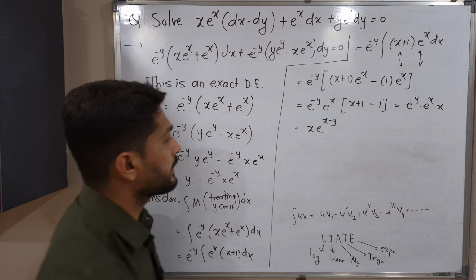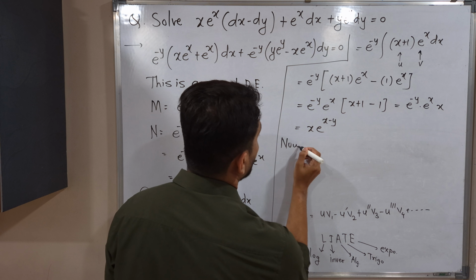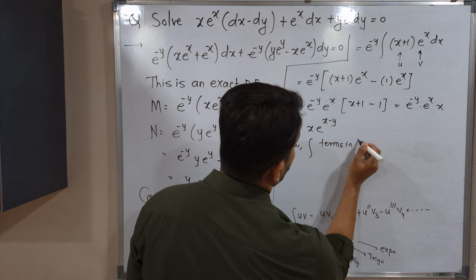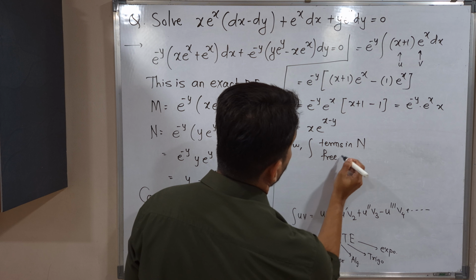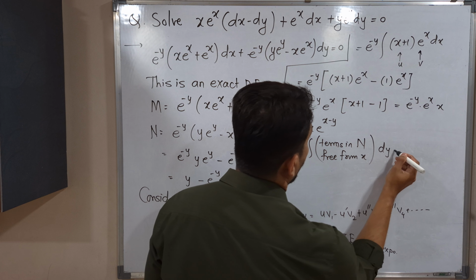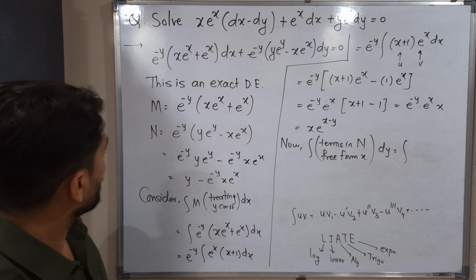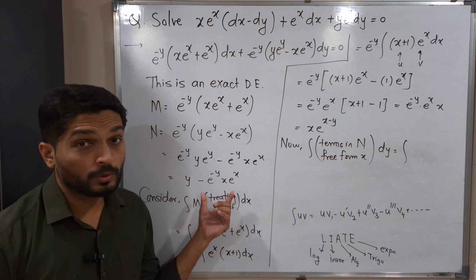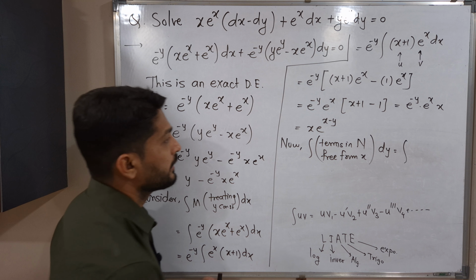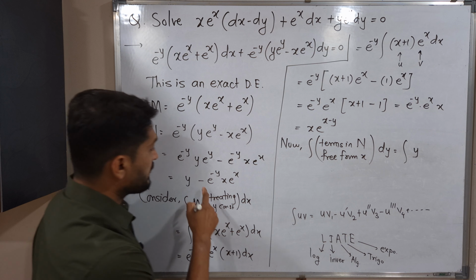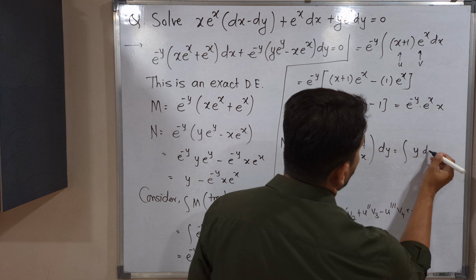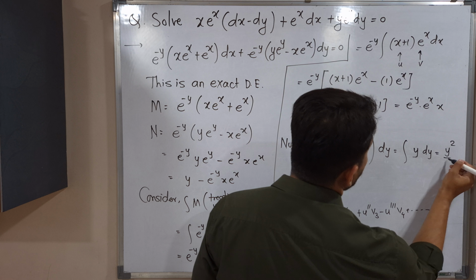Now let us think about the second integral. The second integral is the terms in n free from x, with respect to y. How many terms are there in n? Where is my n? This is my n. Two terms are there. We want a term free from x. There should not be any x. In the first term there is no x, so I should write it. But in the second term there is x, so you cannot take the second term. dy. Integration of y is y square by 2.